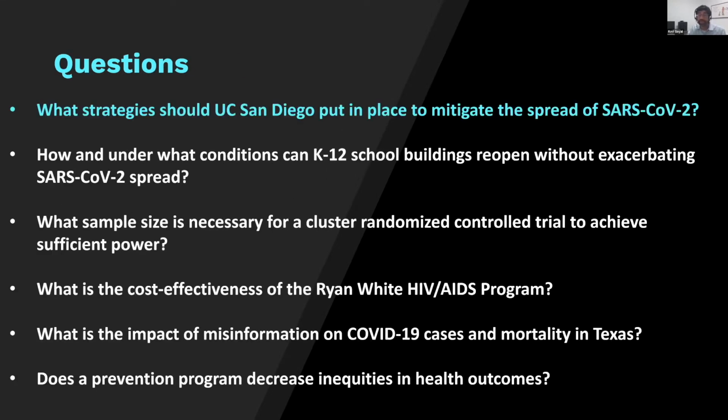So starting with the first one, we're going to start with the question around what strategies should UC San Diego put in place to mitigate the spread of SARS-CoV-2? This is joint work with John Hotchkiss, Chip Schooley, Victor DeGotola, and Natasha Martin. We'll address this question in greater depth than the other ones. However, much of what is mentioned for this first question is going to be applicable to the others.